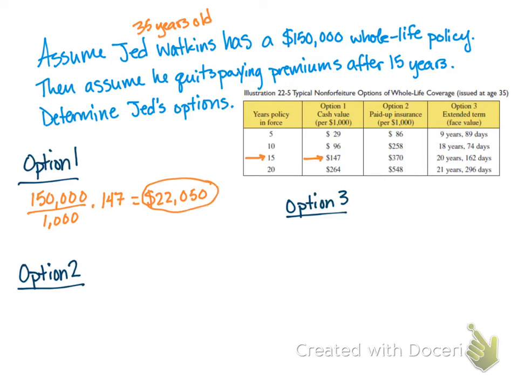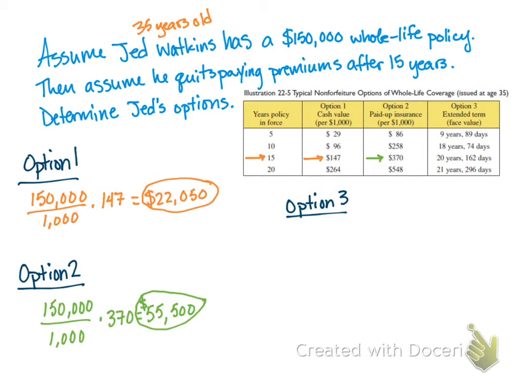He could get paid up insurance. So that means that he is going to have this policy for the rest of his life, but he's going to have less coverage. So per $1,000, he will be figuring at $370 instead. So this is also per 1,000, so we're going to divide first, and then multiply by 370, and this is the amount of coverage that he's going to have for the rest of his life, and this is $55,500. So instead of sitting at $150,000 coverage, if he was to die, he is now going to be covered for $55,500.